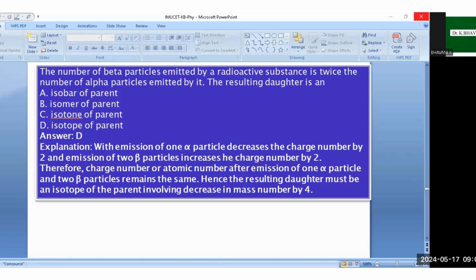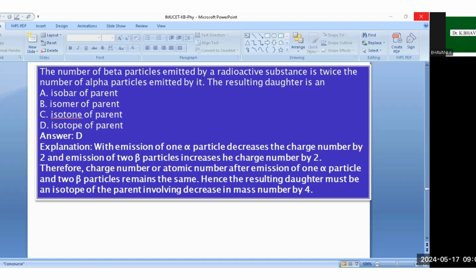Now, isobars are atoms of different chemical elements that have the same number of nucleons. Isomers are two or more atomic nuclei that have the same atomic number and the same mass number, but different energy states. Isotones are two or more species of atoms that have the same number of neutrons. And next, isotope.